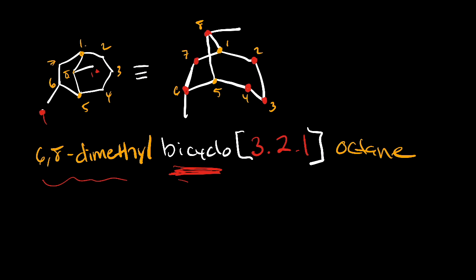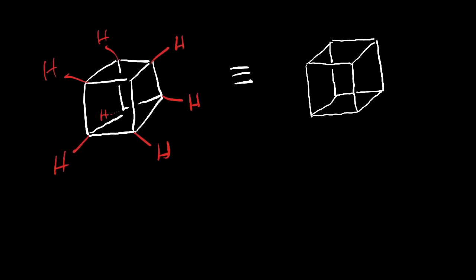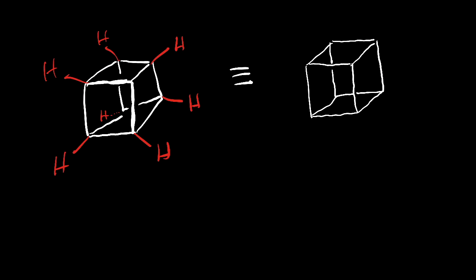Okay, now let's go a little crazy. Let's look at this cyclic system. This is called Cubane. It's pretty nuts, right? It's carbons all connected at 90-degree angles. And remember, carbons like to have 109-degree angles because they're all sp3 hybridized. So carbons normally like to be at 109-degree angles, and these are all forced at 90-degree angles.